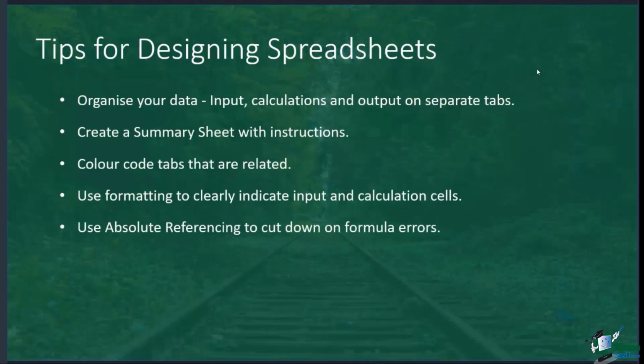Use absolute referencing to cut down on formula errors. I'm always surprised by people who have never heard of absolute referencing or don't know how to use it. I will show you how to use it if you're not sure, but absolute referencing is great because it really helps you cut down on errors if you need to change a figure in your spreadsheet. You can change it in one place as opposed to multiple other places. So you're really, again, helping to cut down on the possible errors that might be going into that spreadsheet.